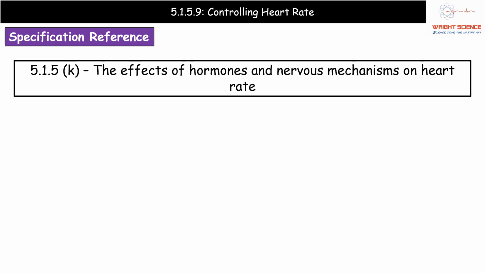Hi everyone, and welcome to our video on controlling heart rate. This is part of our Module 5 Part 5 series looking at plant and animal responses, and in this video we'll be having a look at specification reference 5.1.5k, the effects of hormones and nervous mechanisms on heart rate.